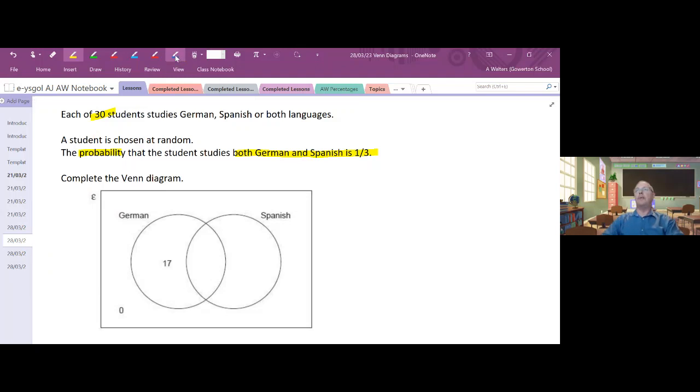So if you've had enough time to do that, this is the starting point. You've got 30 students, and I'm trying to find out how many go in the centre there. So it's saying the probability that a student chose both German and Spanish is a third. So if I say a third of 30, I've got 10. So 10 students should go in the centre there.